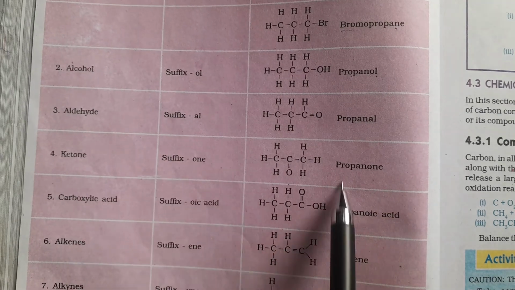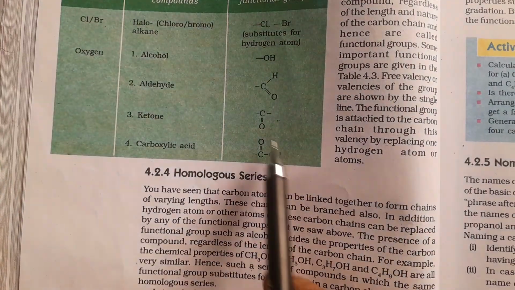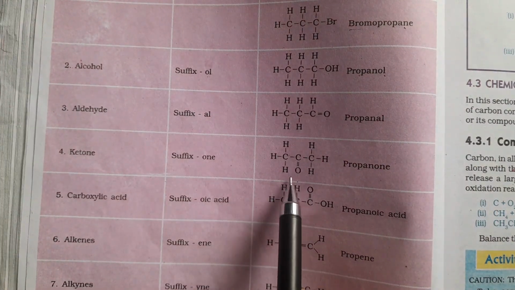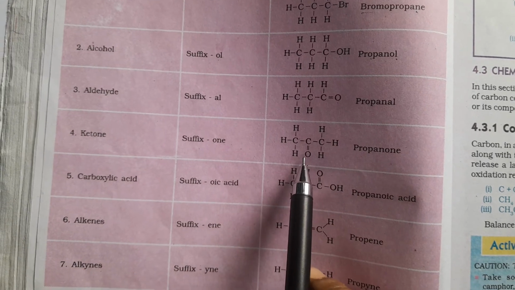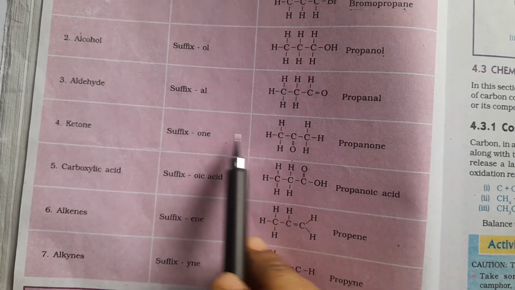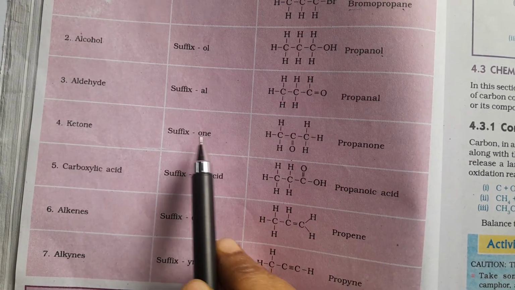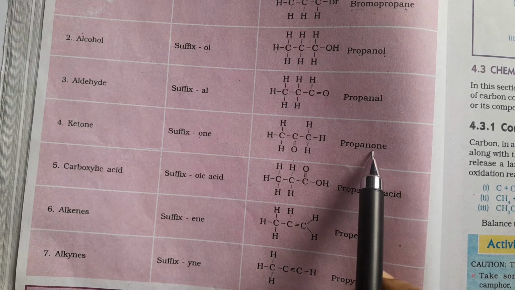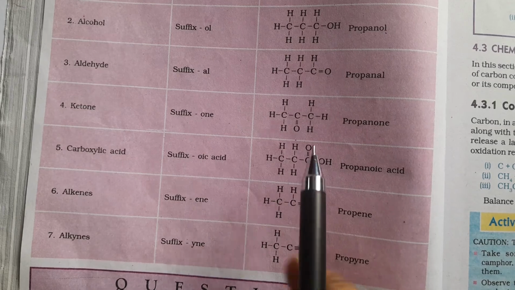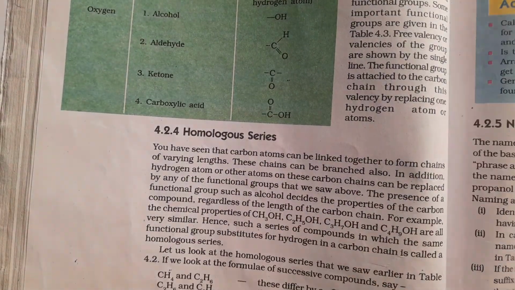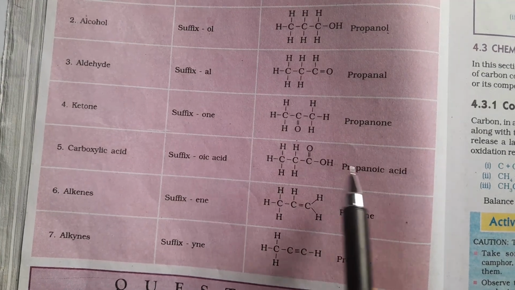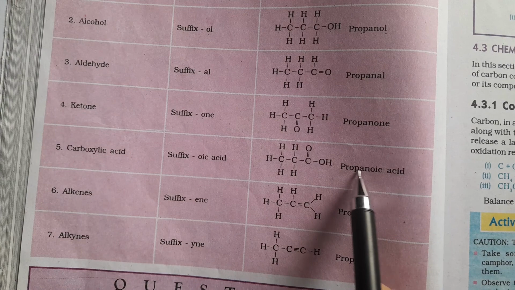Ketone, what is the formula? You have the C=O bond, right? Here you can see this ketone group, the CO bond with a double bond. This is propanone. ONE starts with a vowel, so we have to remove the E and add ONE. Carboxylic acid, what is this? COOH, with a double bond to O. This is the formula, right? This shows it is an acid, a carboxylic acid. So with 3 carbons, this is propanoic acid.